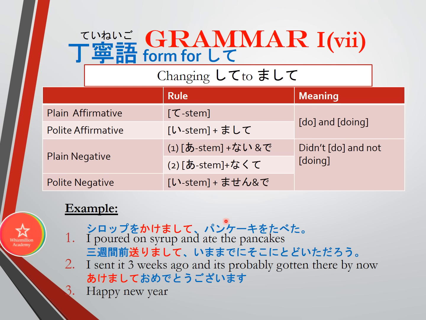So as you can see, the positive form of shite is simply shite, and the polite form of the positive shite is mashite. The negative form of shite is naide or nakute. The polite negative form is masen. Later on, we will look at the examples for all these different forms of te.